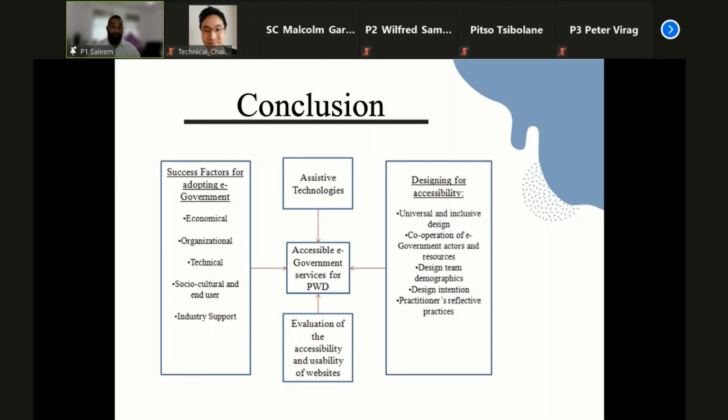By tackling issues around the design of e-government systems collectively, we can contribute towards a better understanding of how these systems can be better designed for inclusivity purposes.